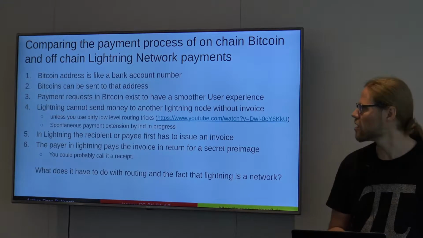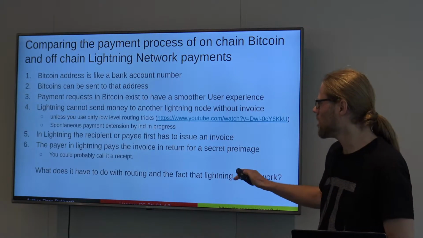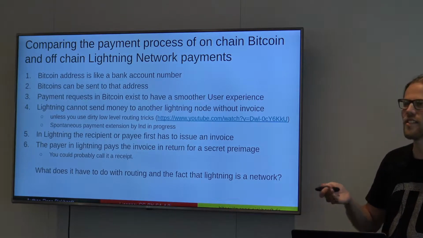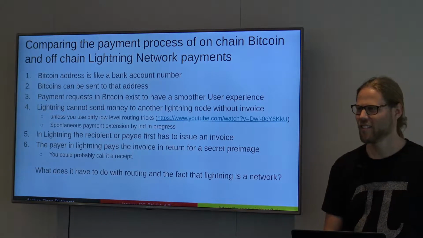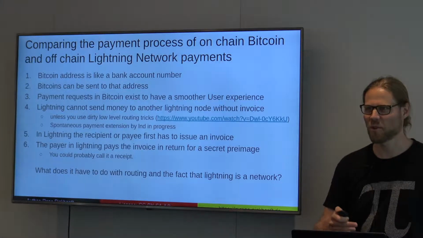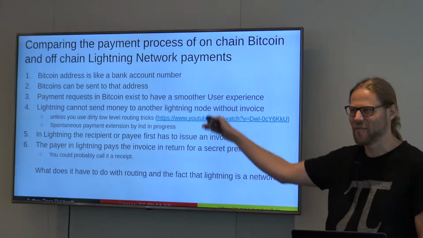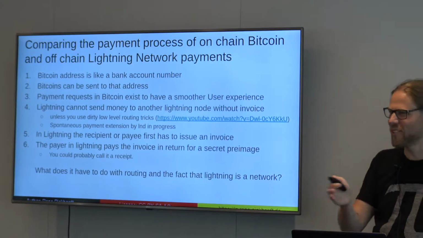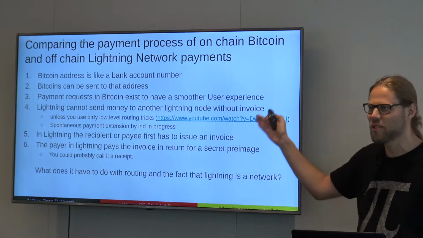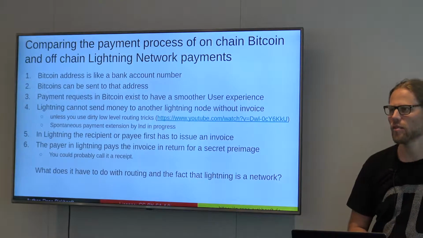And my question is, maybe you can already give an answer: what does this have to do with routing and the fact that Lightning is a network? Anybody have some ideas on this? I mean, I'm supposed to talk about multi-hop payments, right? And I start off by looking at the payment process of Bitcoin and Lightning Network and comparing those. So why am I doing this? What does this have to do with the fact that on Lightning we have a network?